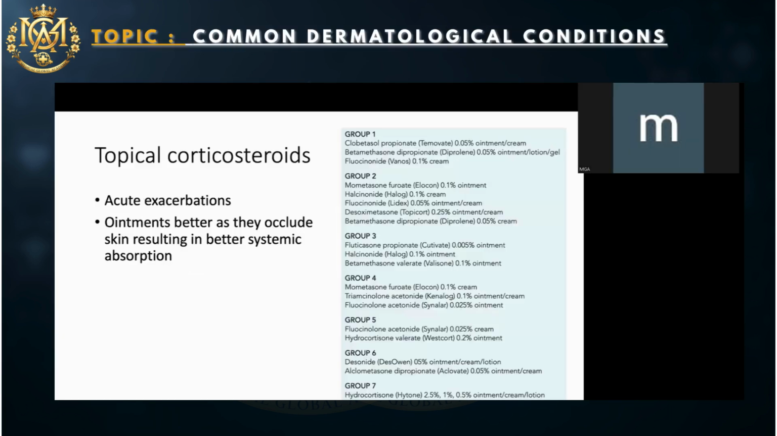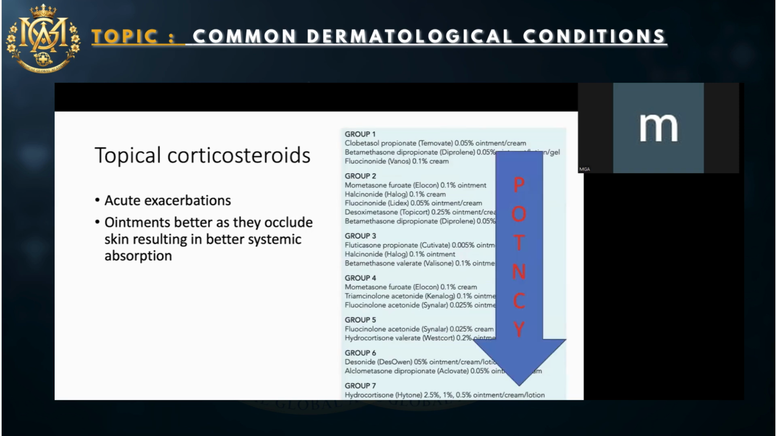Then comes the role of topical corticosteroids. They are used in acute exacerbations of eczema. Ointments are better than creams because ointments occlude the skin, resulting in better absorption. So if the same drug is available in ointment form and cream form, we should always use the drug in ointment form. These corticosteroids are grouped into different classifications.